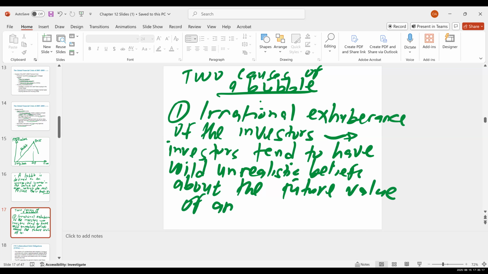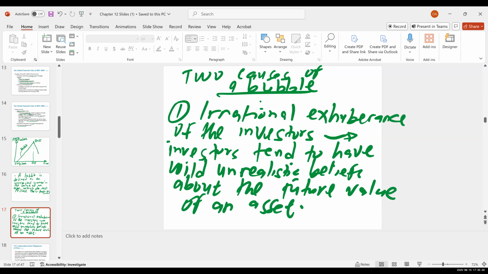It happens even in the stock market. Sometimes it's driven by human psychology, irrational exuberance. Let's say I start to think, oh, if I buy this asset, I'm going to get rich. Maybe it's going to go up by 80% in the next 5 or 6 months. Then I'm going to sell it.